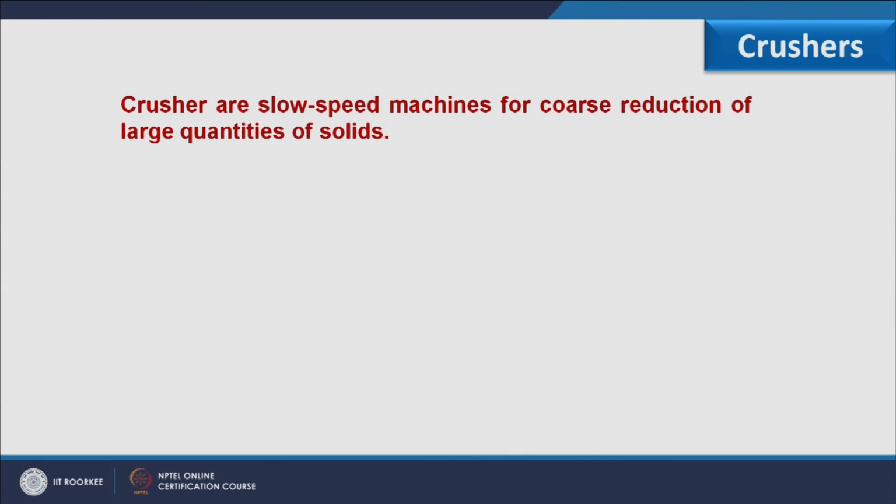Now, start with the very first equipment we have discussed, which is falling in the first category, that is category A, and these are crushers. So, what is a crusher? Crusher is a slow speed machine for coarse reduction of large quantities of solids. So, you can understand coarse reduction we can carry out using the crushers.